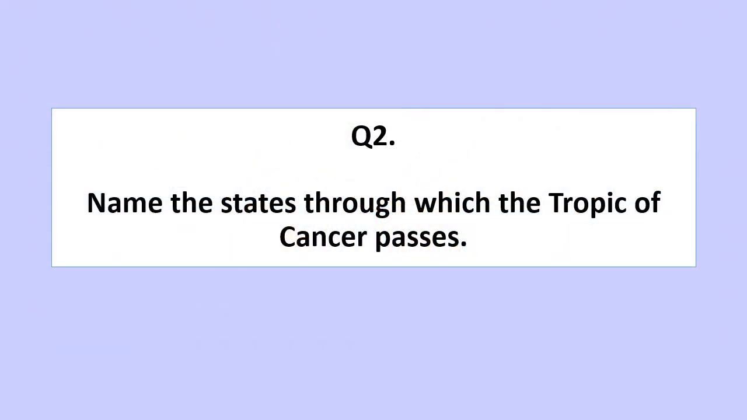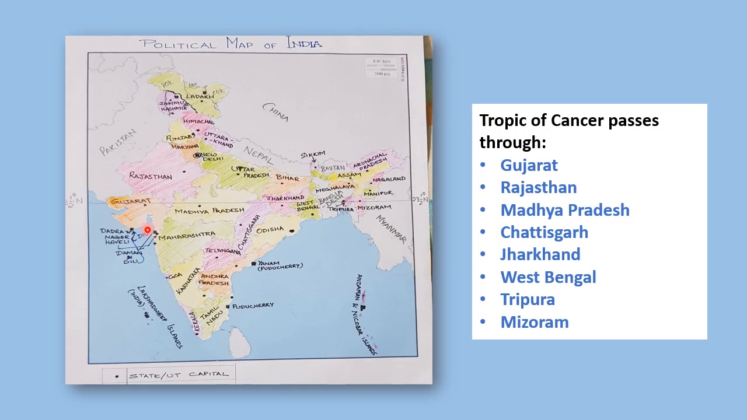Now we all know that the Tropic of Cancer passes through India, but do you know the states through which the Tropic of Cancer passes? Let me show you. You recognize this line? The Tropic of Cancer, right? So through which states is it passing? Gujarat, Rajasthan, Madhya Pradesh, Chhattisgarh, Jharkhand, West Bengal, Tripura and Mizoram. So a question might come that through which state the Tropic of Cancer does not pass, and they may give you options. You have to be careful not to choose the wrong option. Okay, let's move ahead.